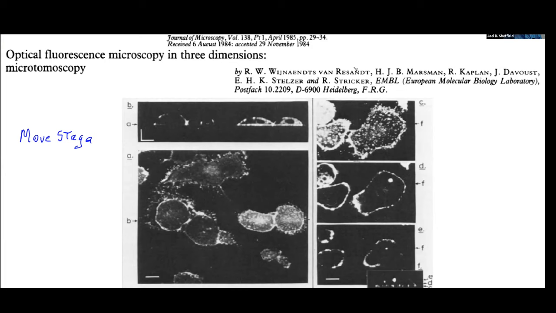Not only does he show you a series in which you see this, what's called a through focal series, so you see this part of the cell, then you see this one, and then you see this one. He also takes the same thing and assembles a sort of a side view that you can see over here. So this is that same cell seen basically from the side optically. So this was published in 1984.